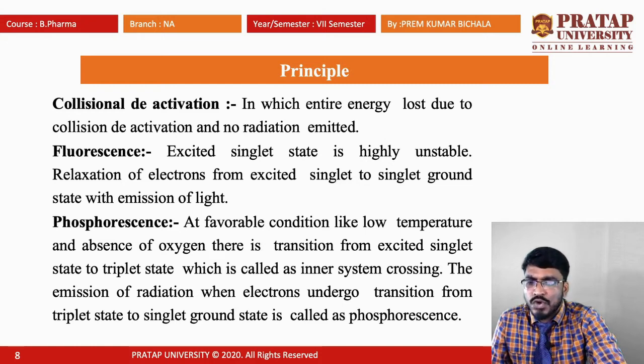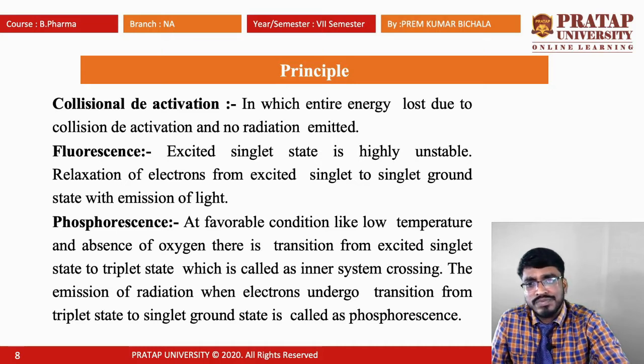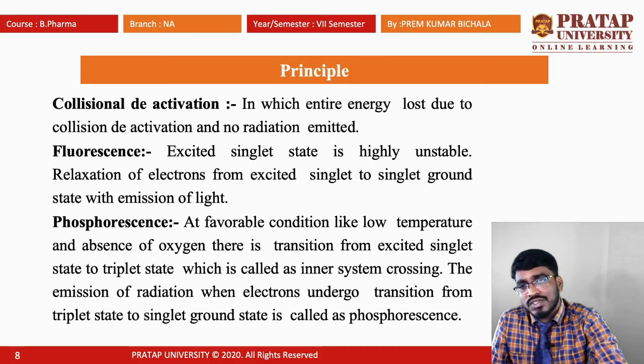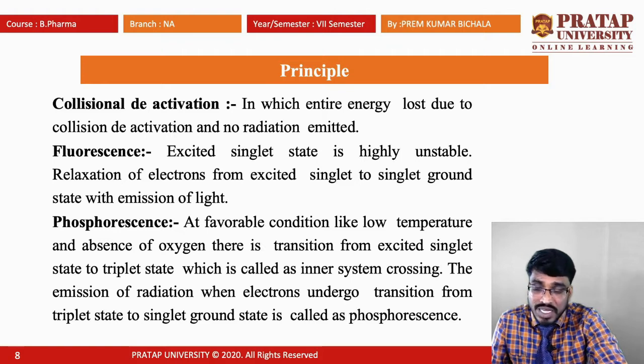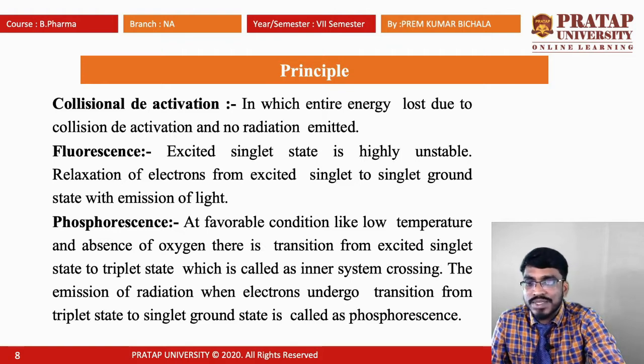Whereas in fluorescence, the excited singlet state is highly unstable, so relaxation of electrons from the excited singlet state to the singlet ground state occurs with emission of light. That light we can observe, and that is known as the fluorescent property.